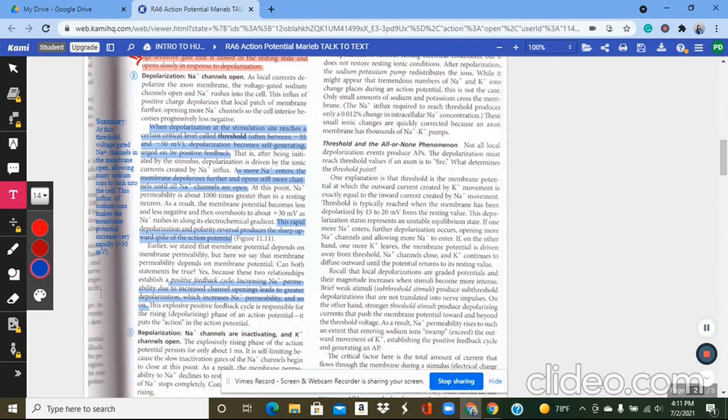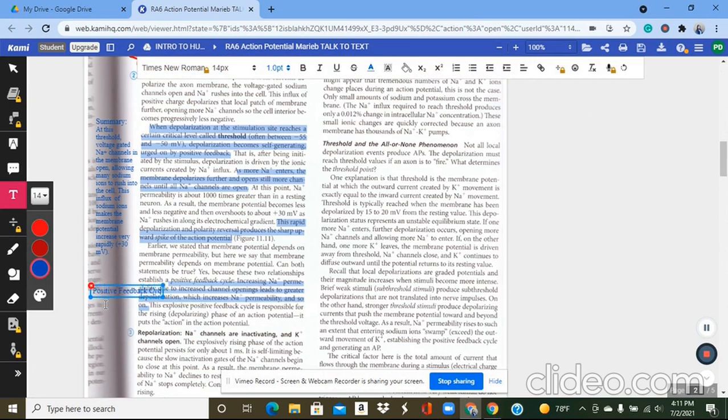So let me just put it right here. The positive feedback cycle is something that develops exponentially, driving the cell membrane potential toward the positive values.